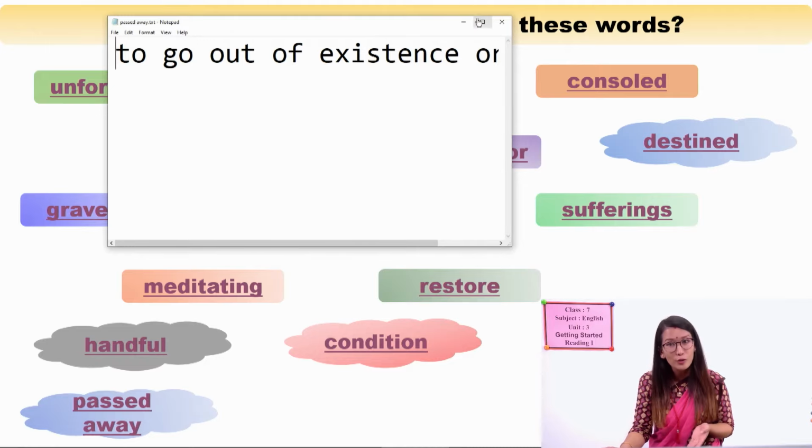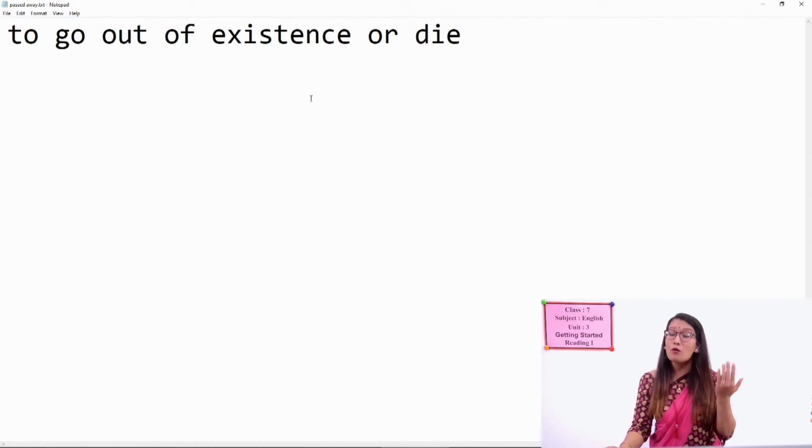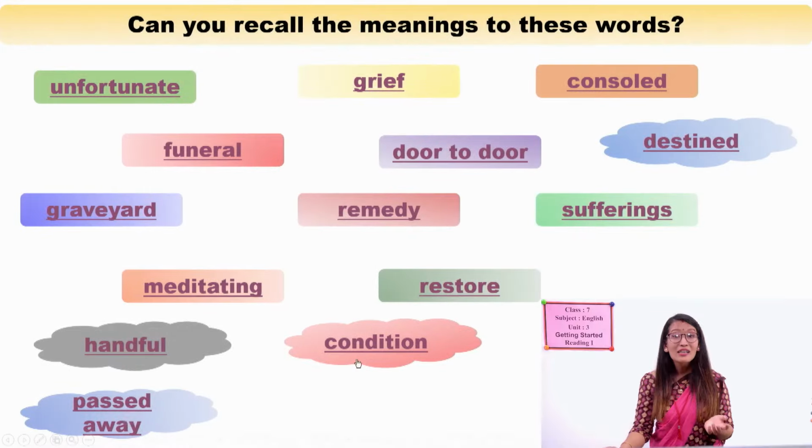Now another word is passed away. I think you all know it. You can guess it. To go out of existence or die. There was a rose plant in my house. It just died. That means it just passed away. But we don't say it for plants, right? We say it for people. When they die, we say passed away. My grandfather, he has already passed away.